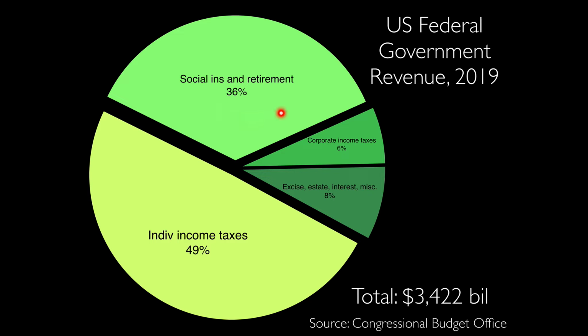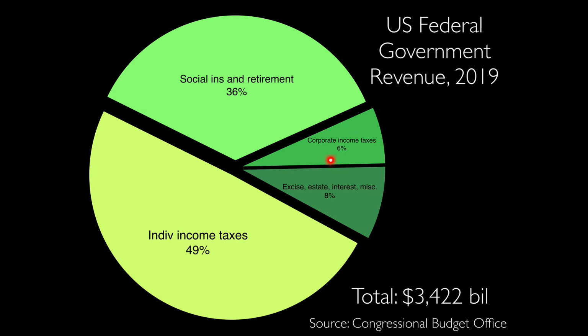So the second largest portion here is the one I've labeled social insurance and retirement. This is the Social Security taxes, the FICA, right? You might see that on your paycheck, the Medicare. This comes out of your paycheck and goes towards funding Social Security and Medicare. Okay, so this is what it's called social insurance and retirement. This is 36% of government revenue.